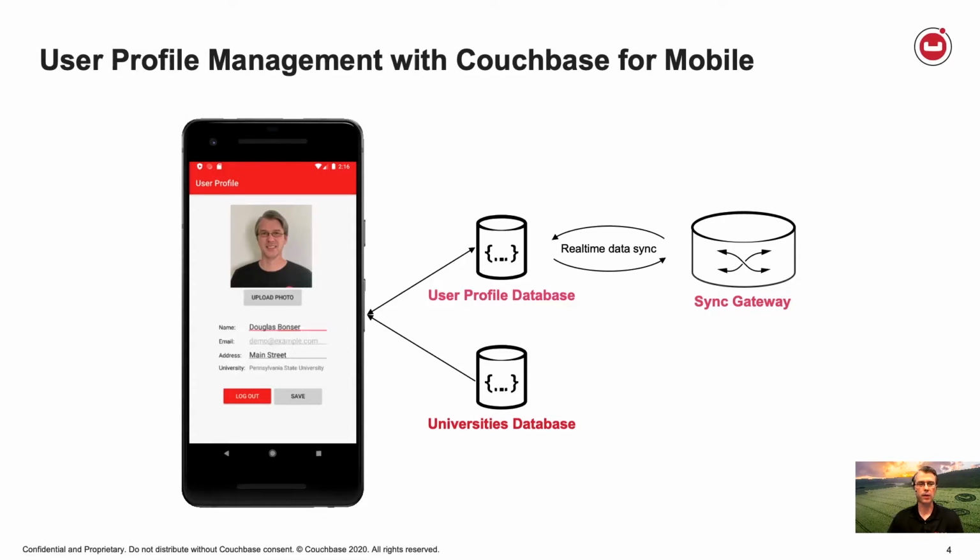For this, I'll be walking through building out this app and running it on an Android device, and there are going to be two Couchbase Lite databases in use. One is this user profile database where the profile information is actually stored, configured to sync with a Sync Gateway instance in Google Cloud, providing that real-time data sync. The other is an embedded database included with the app that has information about universities, to make it easy to look up universities while you're creating your user profile.